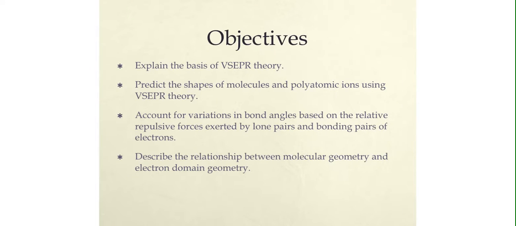By the end of this video, you should be able to explain the basis of VSEPR theory, predict the shapes of molecules and polyatomic ions using the VSEPR theory, account for variations in bond angles based on the relative repulsive forces exerted by lone pairs and bonding pairs of electrons, and describe the relationship between molecular geometry and electron domain geometry. So a lot of words there, and you probably have no idea what I just said.